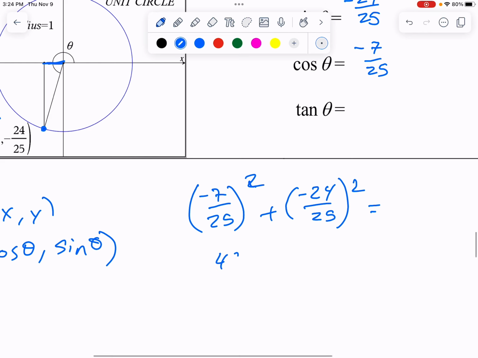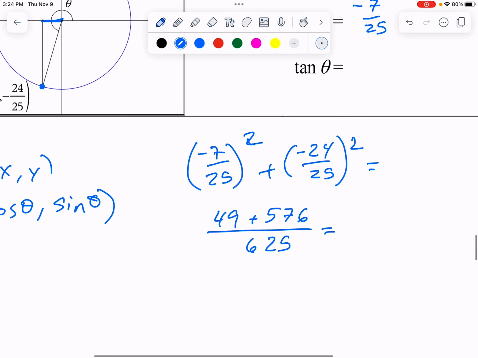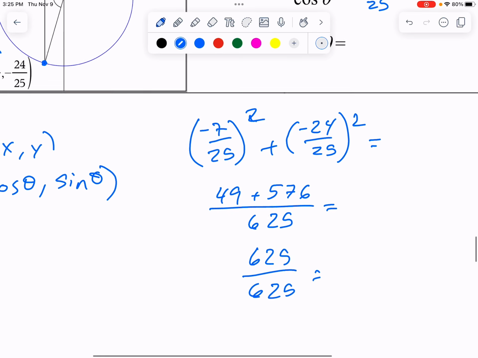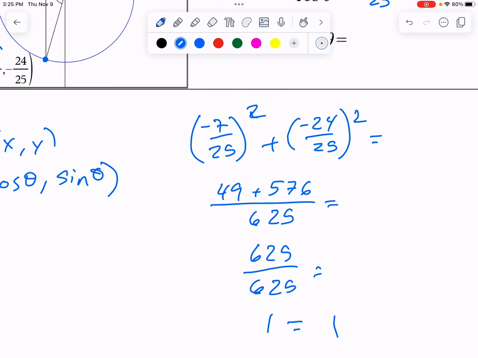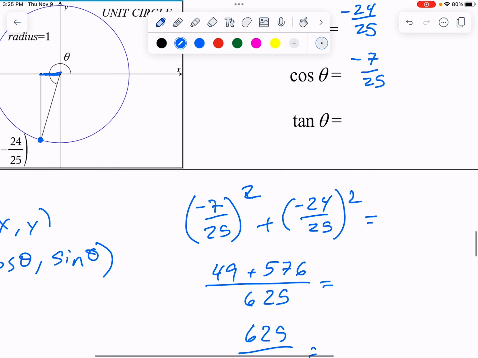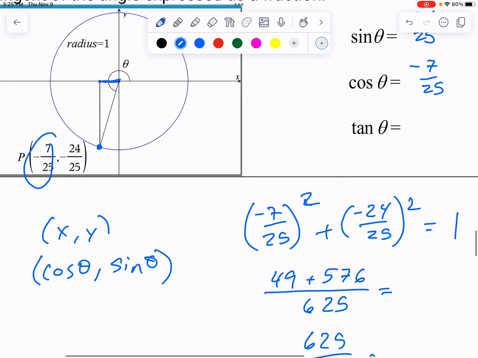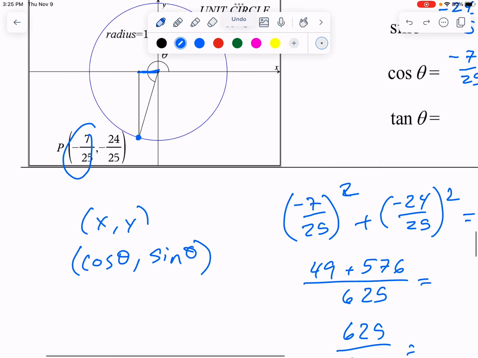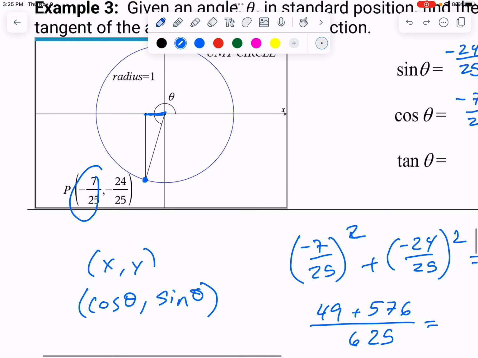This becomes 49 plus 576 over 625. And when I add those together, I end up getting 625 over 625, which is 1. Okay, and so I knew that my hypotenuse was 1 because it was a 7-24-25 triangle. And that made my life easy. So this length here was 1.